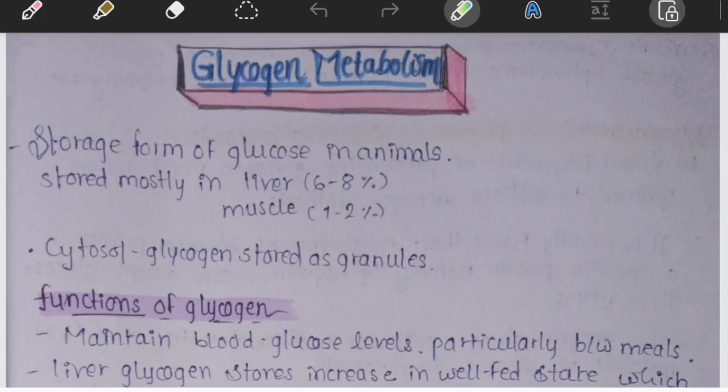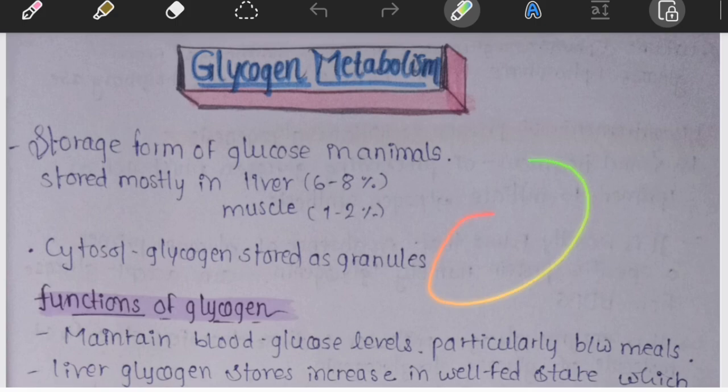Now, another question is, where is glycogen stored? Mainly two places, that's the liver and muscles. Liver is 6 to 8%, and in muscles 1 to 2%. Now, students often ask, if liver has only a small mass compared to muscles, why is it so important? We will answer that shortly.